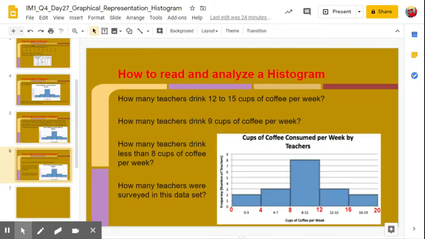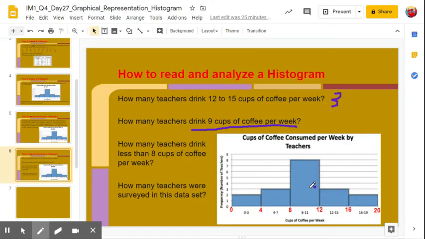So, how many teachers drink 12 to 15 cups of coffee per week? Think about that. All right, 12 to 15. Well, that's this bin here. How high is it? It's 3. So our answer there would be 3 teachers. How many teachers drink 9 cups of coffee per week? Think about that answer. Well, isn't 9 in this bin? So do we say 8?